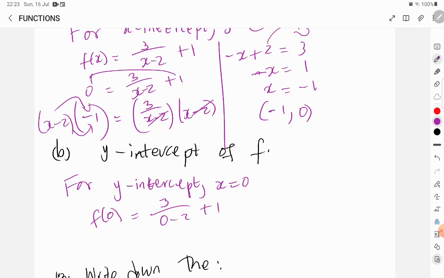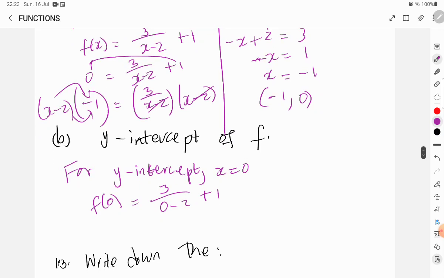And what does that become? You can punch this in your calculator. Simple as it is, this just becomes minus 1 over 2. So that represents your y-intercept.